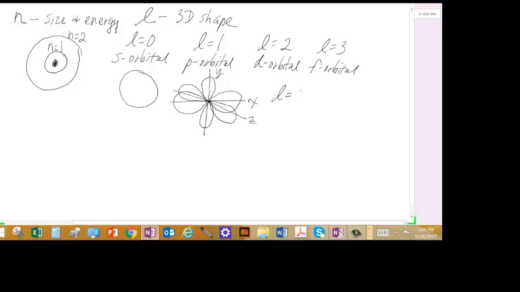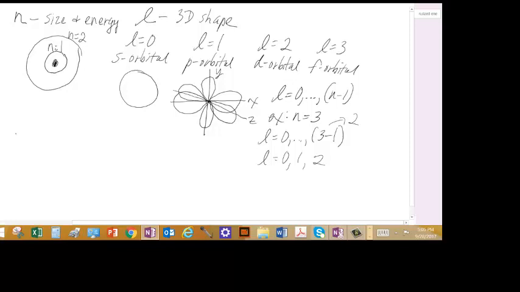L is equal to anywhere from 0 all the way up to n minus 1. So, for example, if n is equal to 3, the possible values for L are anything from 0 all the way up to 3 minus 1, which would be 2. So possible values for L are 0, 1, or 2.